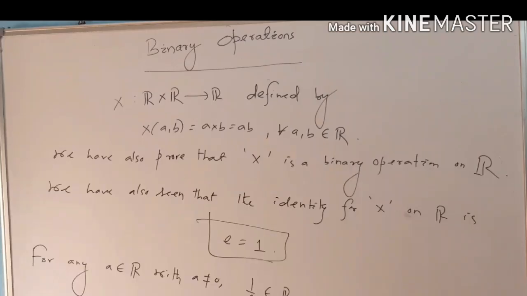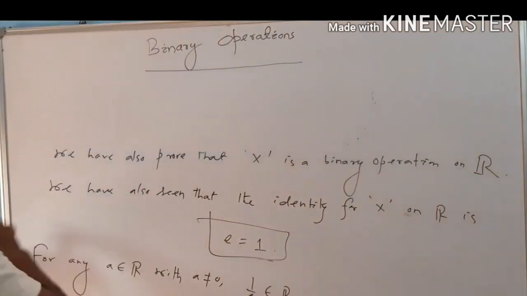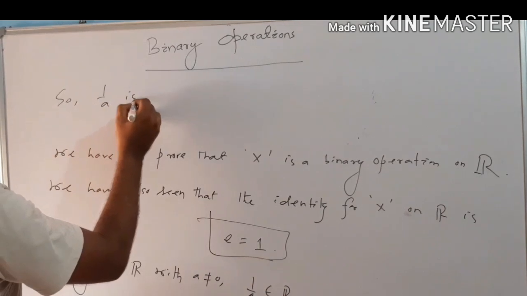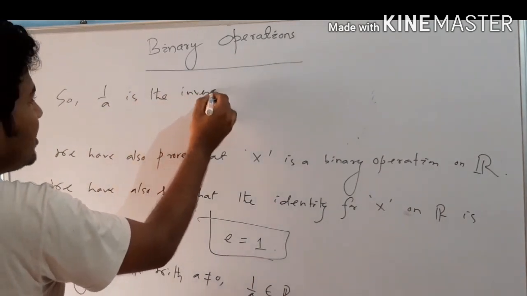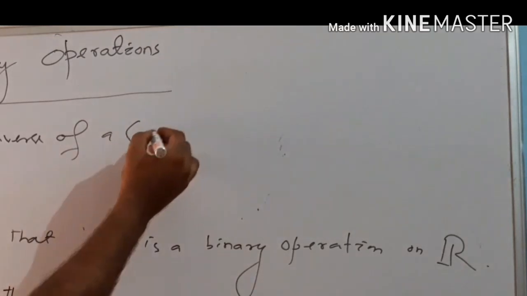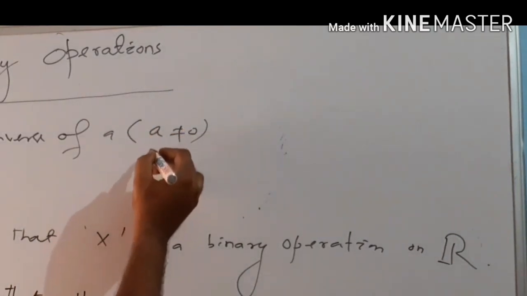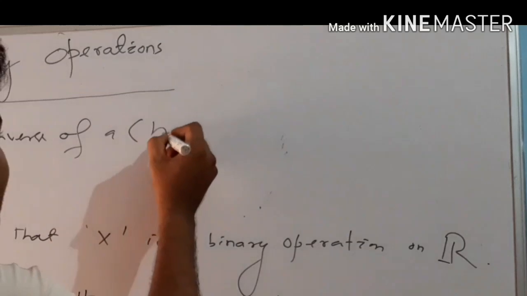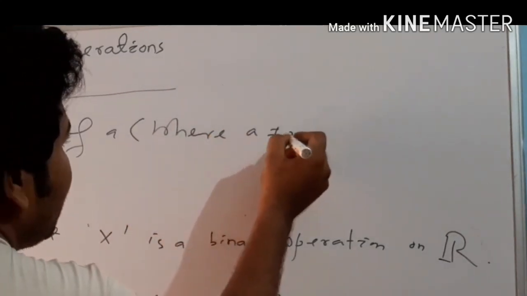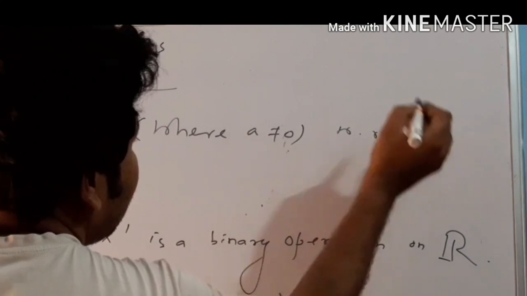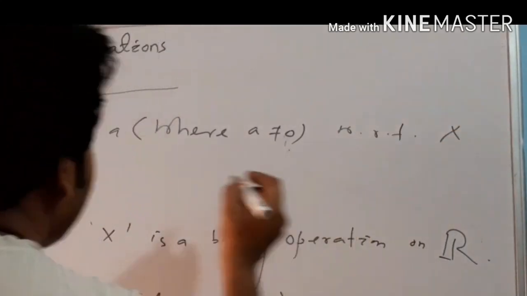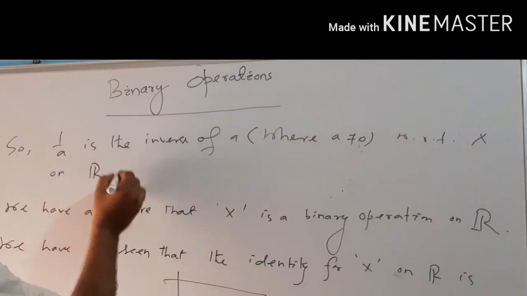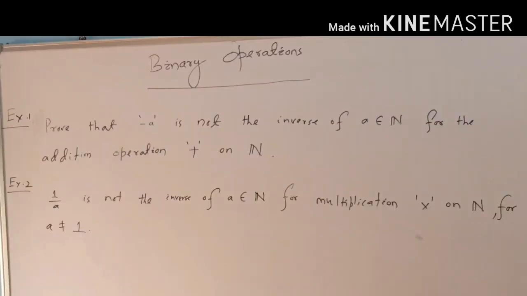So 1 by A is the inverse of A where A not equal to 0 with respect to the operation multiplication on R. Please do this exercise at your home. This is important to understand the concept.